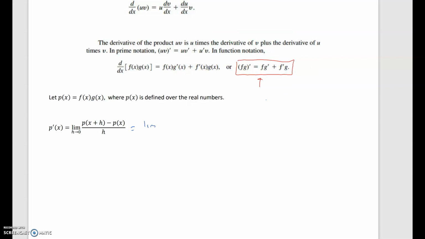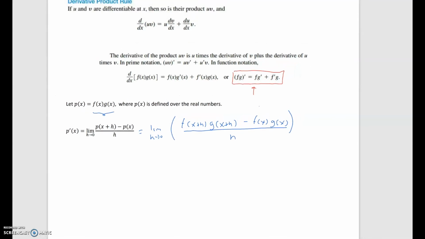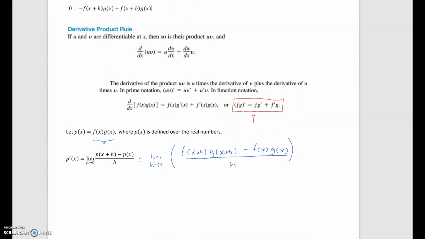This is going to be the limit as h approaches 0. And we technically have the function with f and g's. So we're going to have f of x plus h, g of x plus h, and then minus the values of, actually let me rewrite it exactly as stated, f of x and the values of g of x, and then all over h.